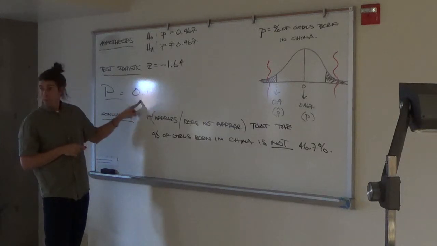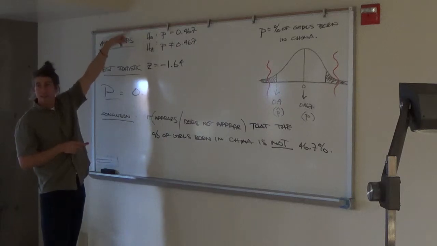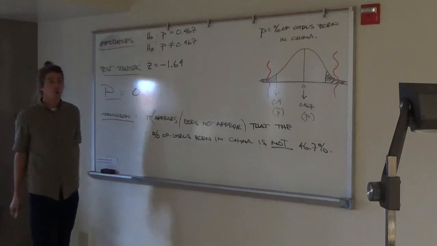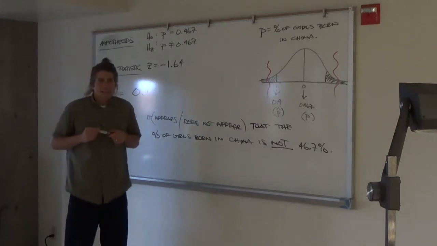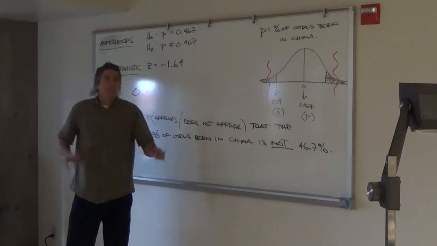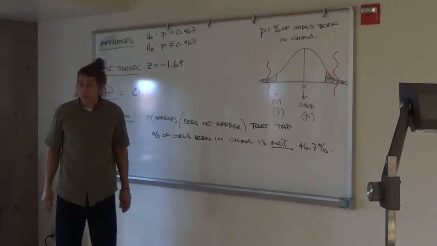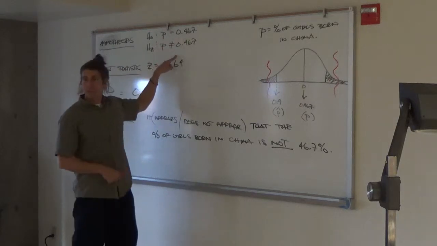So when this is big, who do you believe? You believe the null. There's no reason not to believe the null. Remember the formal language that statisticians use? You fail to reject the null. I like the word believe. You believe this. In other words, you can't believe your claim.